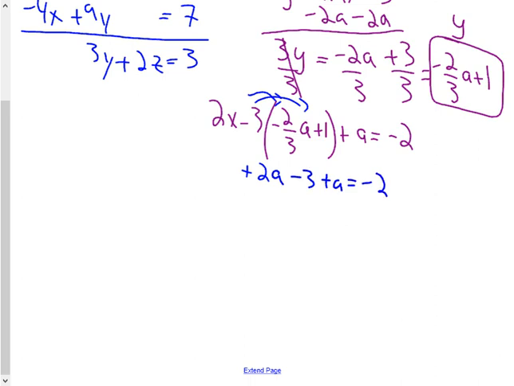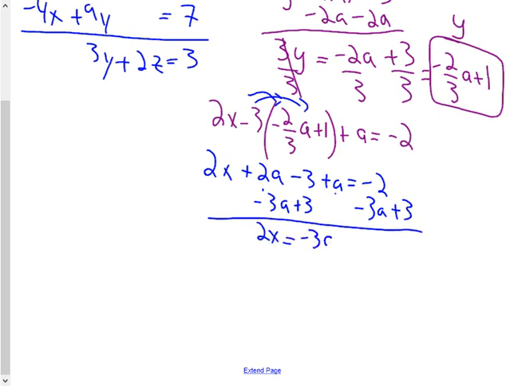And don't forget we have 2x in front. So I see we've got 3a minus 3. So then we're going to do the opposite. Minus 3a plus 3 to both sides. And so we got 2x equals minus 3a plus 1. 3 minus 2 is 1. Divide by 2. So we got x is negative 3/2 a plus half.